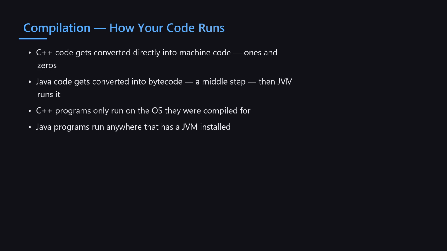Java does it differently. When you compile Java, it doesn't create machine code directly. It creates something called bytecode, which is like a universal middle language. Then a program called the JVM, Java Virtual Machine, reads that bytecode and runs it. Since JVMs exist for Windows, Mac, Linux, and more, your Java program runs everywhere without recompiling. That's why they say Java is write once, run anywhere.